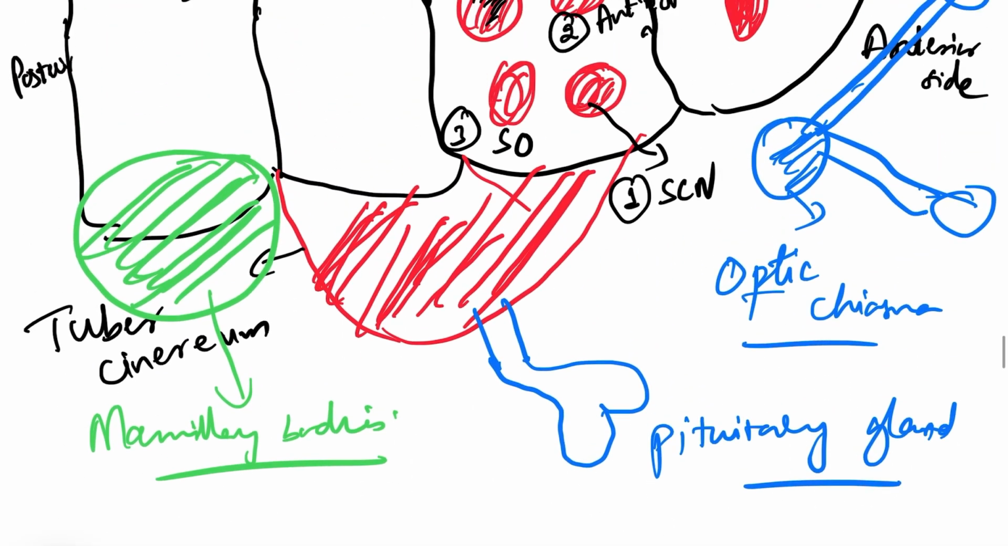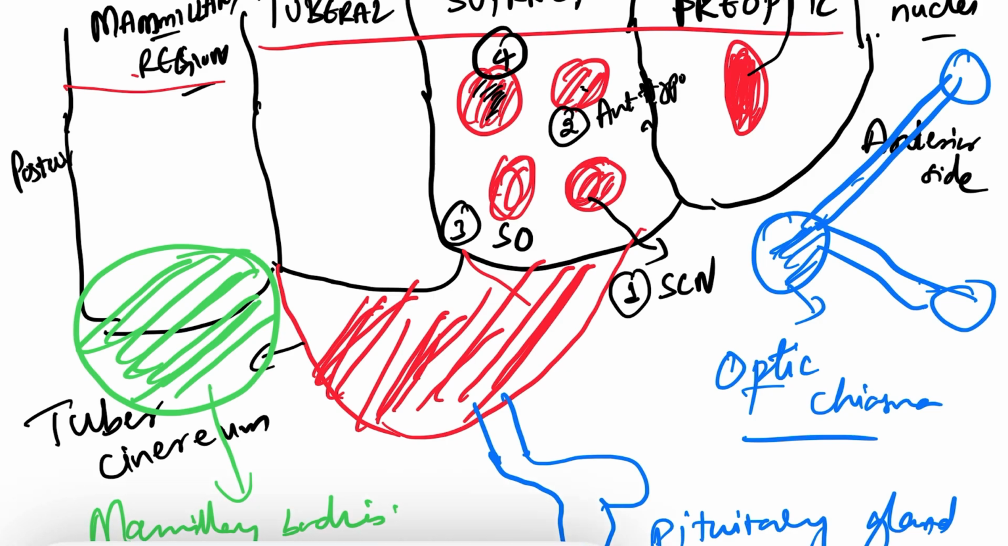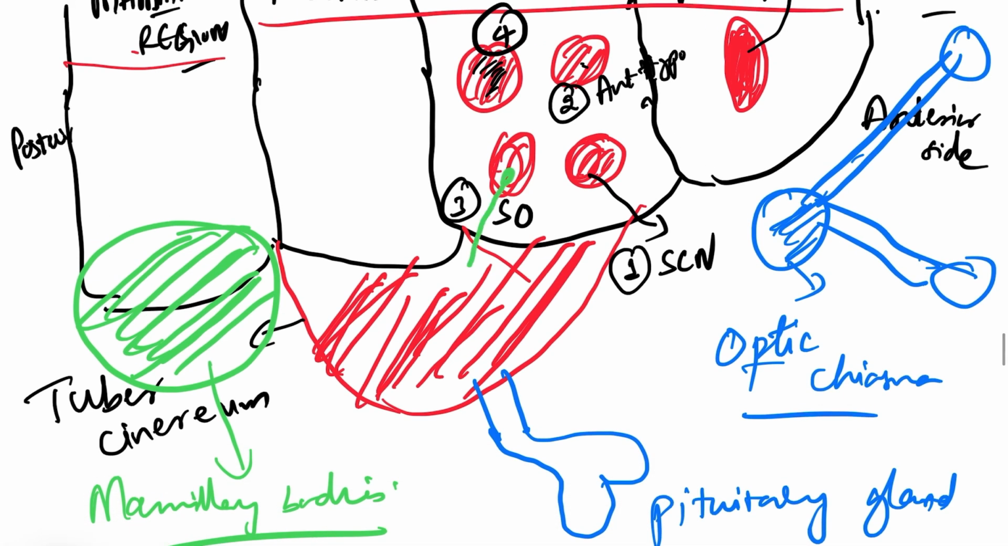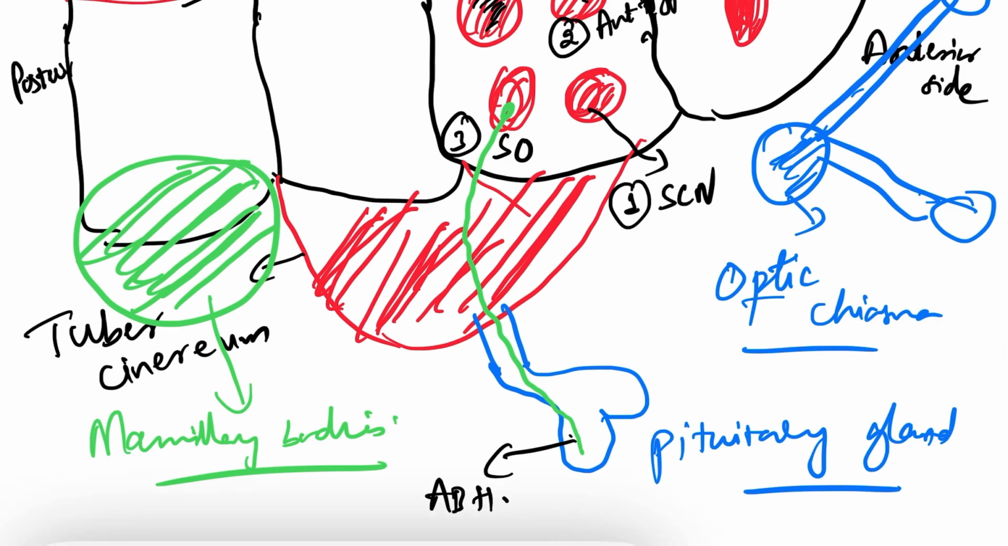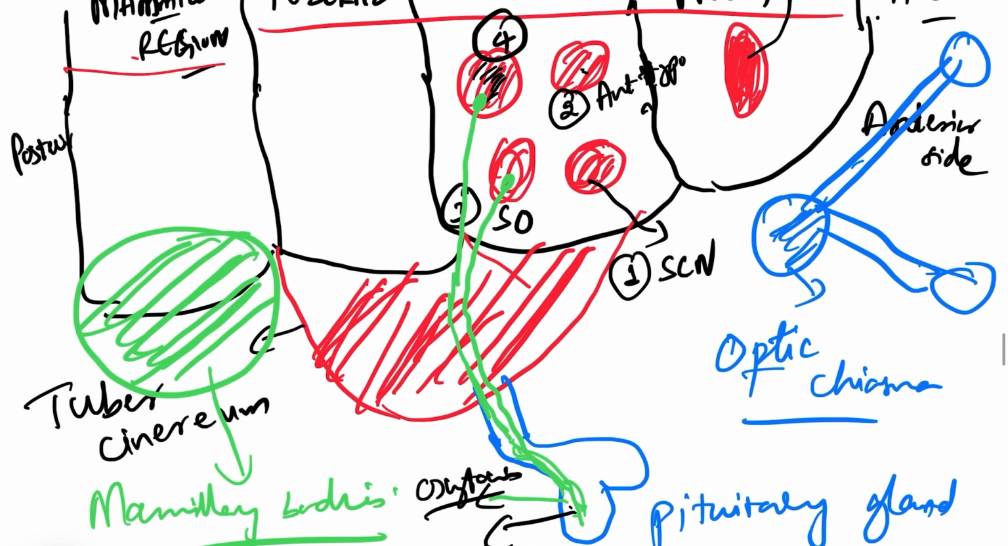I'll just show you the tract, how exactly the supraoptic and paraventricular nuclei serve this function. With this green color tract, I'll show from the supraoptic neurons here. The nerve endings go to the posterior pituitary, and they will release the ADH. Similarly, from the paraventricular nucleus, this bundle of fibers is called the hypothalamo-hypophysial system, that is, the posterior pituitary, which is why it is called the neurohypophysis. So it will release oxytocin. These hormones ADH and oxytocin are secreted from the posterior pituitary, but they are actually synthesized in the supraoptic and paraventricular nuclei of the hypothalamus.